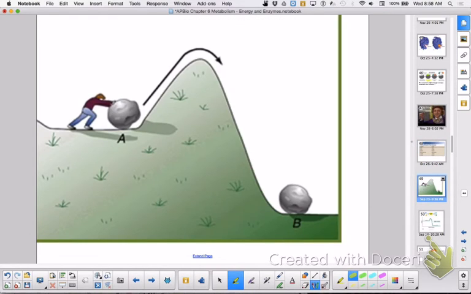So, make a claim. Is this an exergonic or an endergonic reaction? Why do you say that? Exergonic or endergonic? It's both. Because we need the person to push it up. And then you'll go down, the first part from A to the top. Yeah. All right.